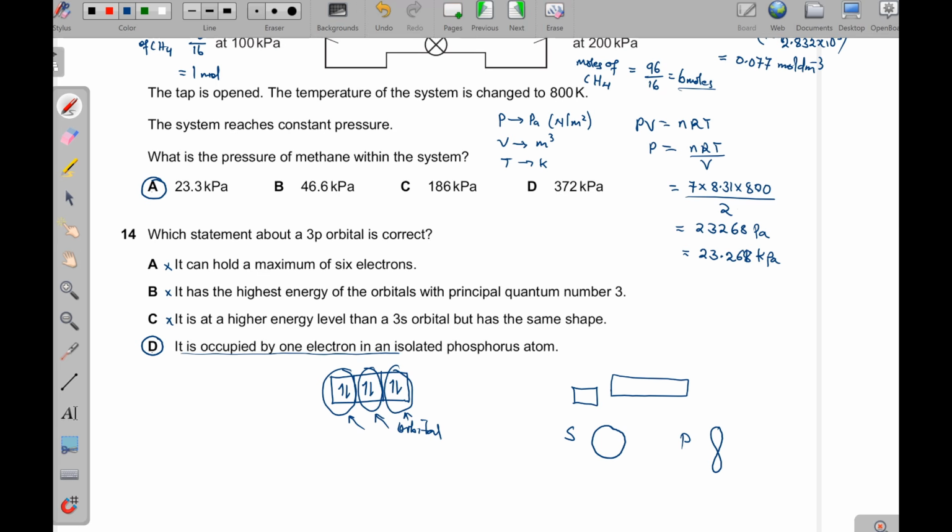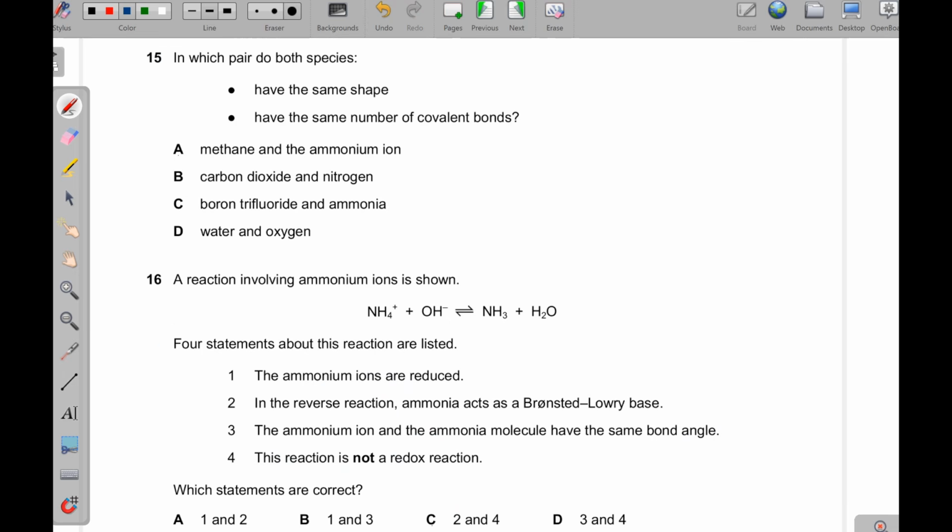It is occupied by 1 electron in an isolated phosphorus atom. So you get phosphorus here. Its electron configuration is 1s2, 2s2, 2p6, those are 10, then 3s2, then 3p3. They said it is occupied by 1 electron. So when you look at the 3p orbitals here, each of them has 1 electron. So the orbital is occupied by 1 electron. That's why our answer is D.